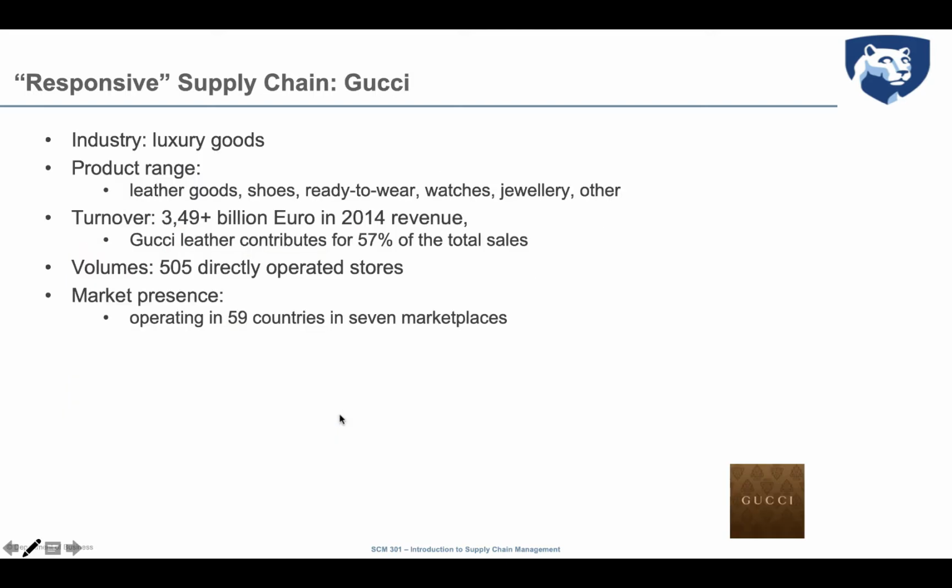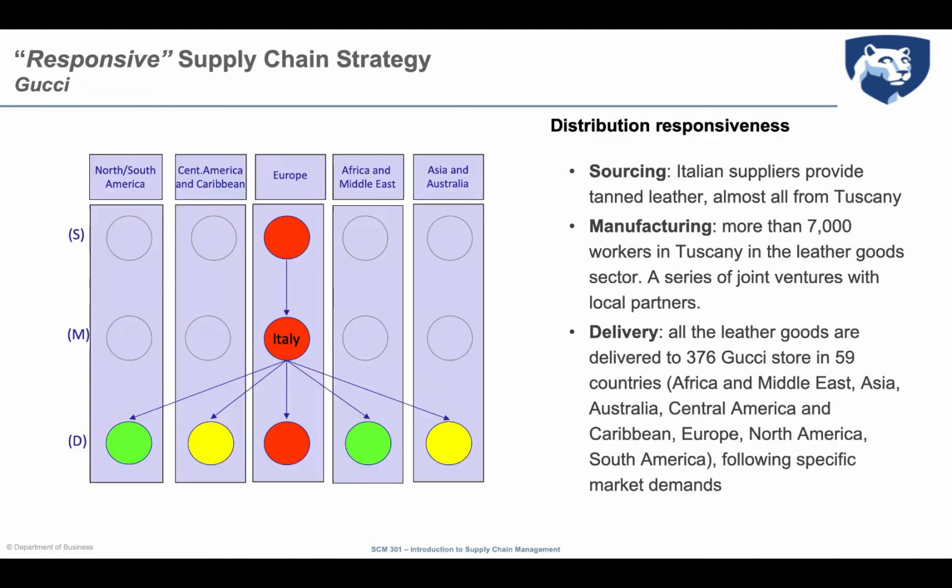Another type of responsive supply chain is the one of Gucci. Gucci, you know, is luxury goods: leather goods, shoes, ready-to-wear, watches, jewelry, and other types of accessories. Of course, Gucci has production processes and raw materials that have been the same for a long time. But the products that Gucci produces are really subjected to customer market evolution. That's why the supply chain of Gucci is organized in this way.